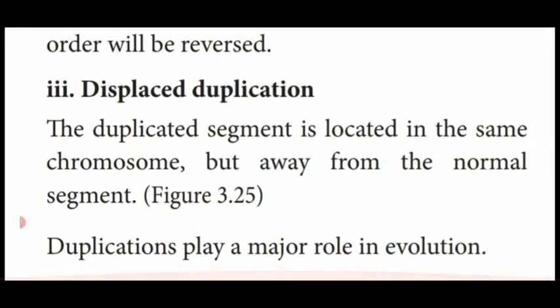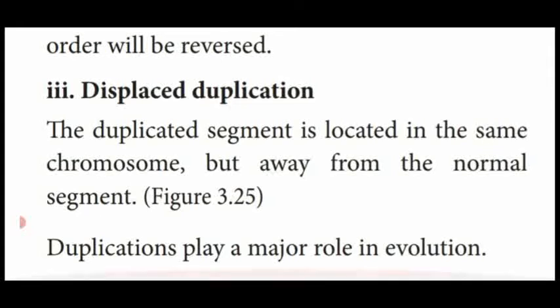Next one, displaced duplication. The duplication segment is located in the same chromosome but away from the normal segments. That means, in between the two arms, the first arm's genes B and C are dislocated to the other arm of the same chromosome. So that is said to be away from the normal segments.